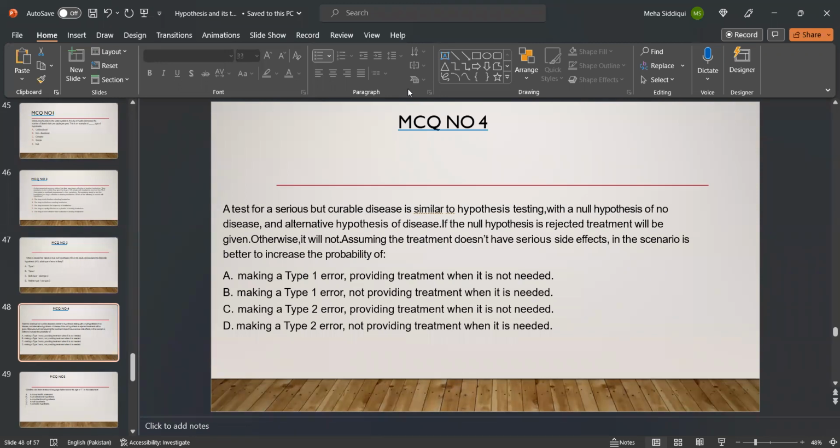Any guess? A is the right option. That is, he is making a type 1 error.